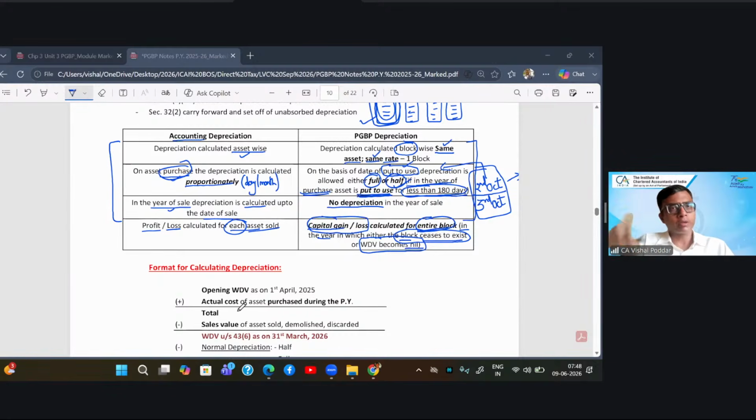Think about this logically: if income tax is allowing you higher depreciation, then mathematically the income tax PGBP income should be lesser as compared to accounting net profit. And exactly that is what will happen. You will be subtracting a higher amount, so the final PGBP income that you get will be lesser than your accounting net profit as far as this depreciation difference is concerned.